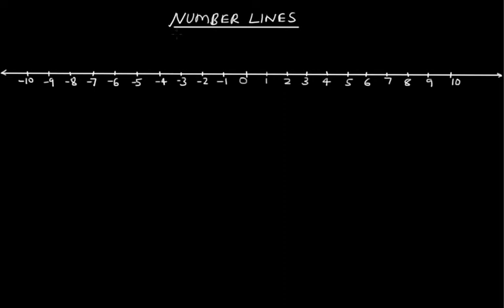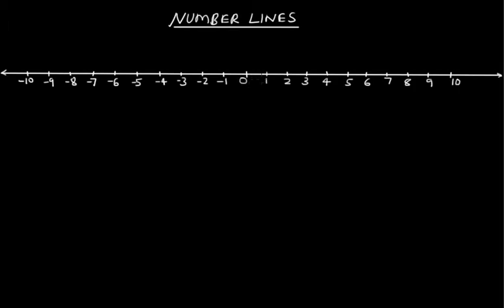Let's see what number lines are. Number lines are nothing but visual representations of numbers, and this is a visual representation already drawn here. So there's a straight line that has been drawn, and at the center there is 0 represented.